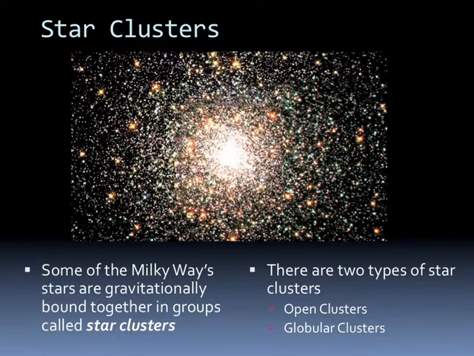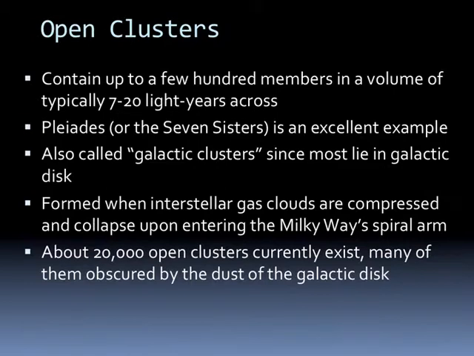Star clusters. Some of the Milky Way stars are gravitationally bound together in groups called star clusters. There are two types of star clusters, open clusters and globular clusters. Open clusters contain up to a few hundred members in a volume typically 7 to 20 light years across. The Pleiades, or the Seven Sisters as it's also called, is an excellent example of an open cluster.